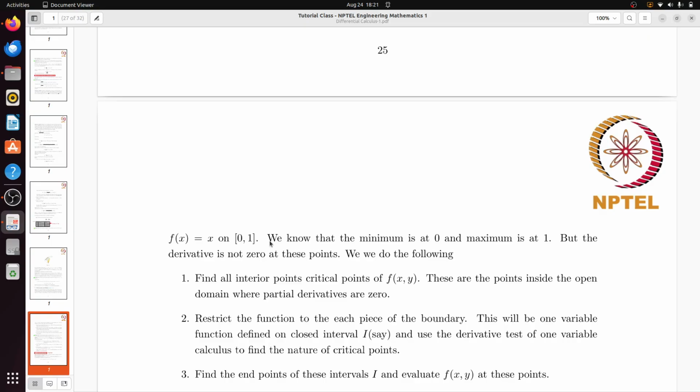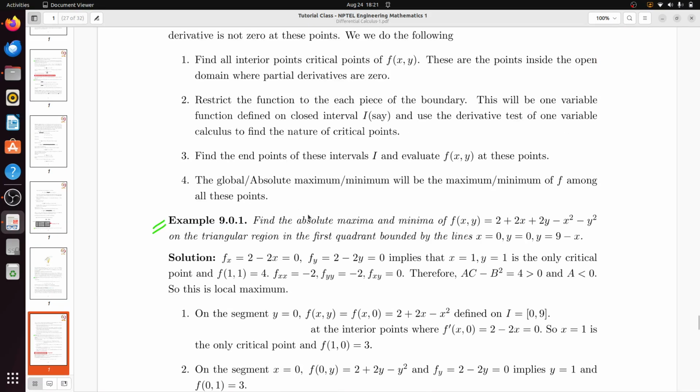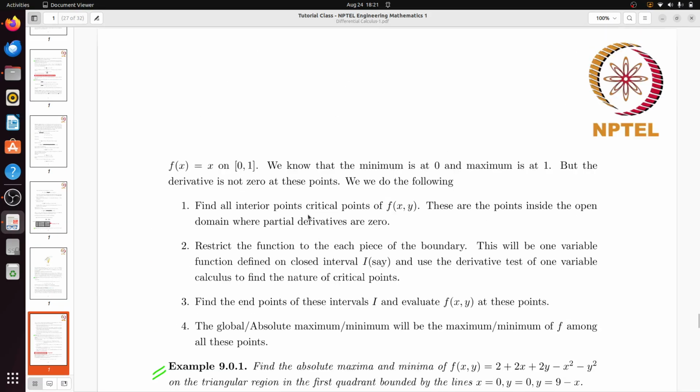Next I will give one more problem. Okay, इसको मैं ऐसे कर देता हूँ. हाँ, इसको करो. Find the absolute maxima and minima, absolute meaning here global, of f(x,y). The function is 2 plus 2x plus 2y minus x square minus y square on the triangular region in the first quadrant bounded by the lines x equal to 0, y equal to 0 and y equal to 9 minus x. इस पे करो, ठीक है? On that boundary I will discuss this later.